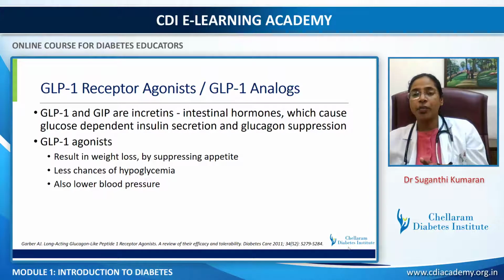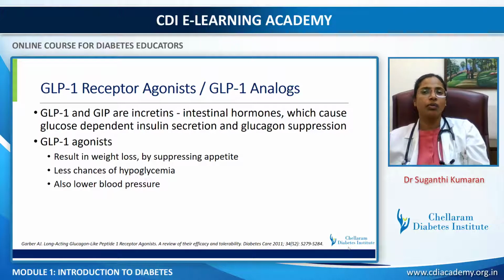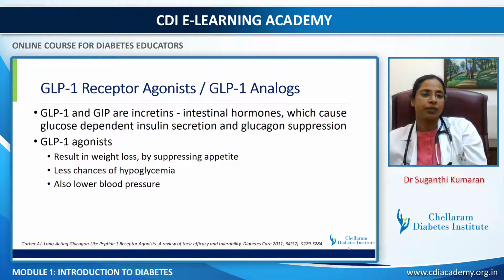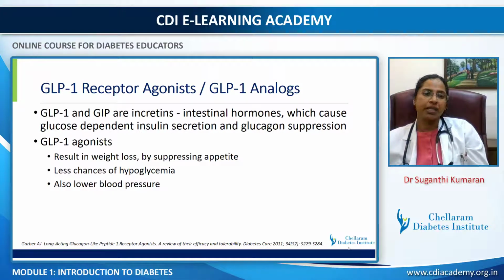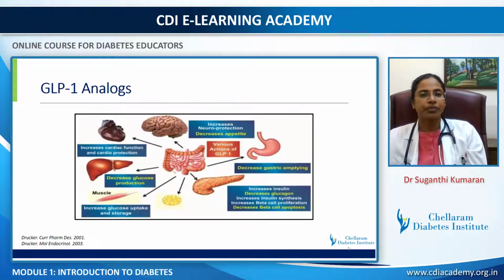So GLP-1 and GIP act not only by increasing the insulin production, which will allow the glucose from the blood to get into the cell, but also by decreasing the glucagon, which is responsible for raising the blood sugar. So it acts in both ways. GLP-1 agonist results in weight loss by suppressing the appetite. Chances of hypoglycemia are less as it is dependent on the glucose in the blood. It also lowers the blood pressure. This is generally an idea of what GLP-1 analogs do.